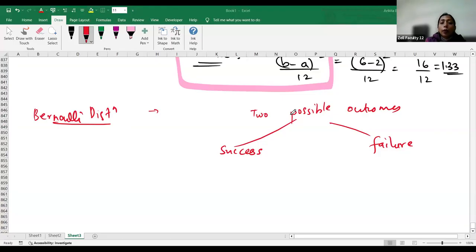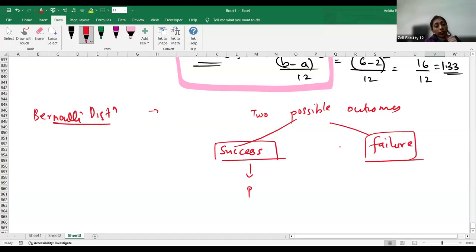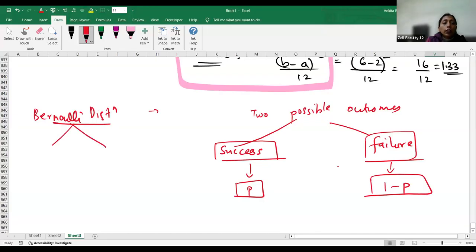Okay. Now the probability of success can be denoted using P. So the probability of failure would be how much, guys? If the success probability is P, what would be the failure probability? 1 minus P. Yeah, so the failure probability would be 1 minus P. Okay. Now, here in the Bernoulli distribution, we give the probabilities values between 0 and 1.